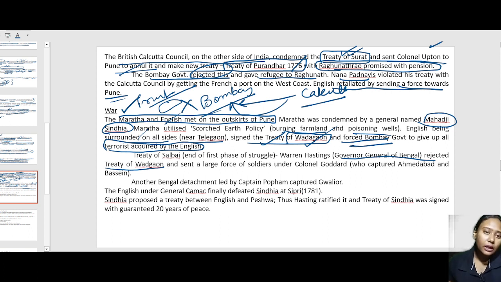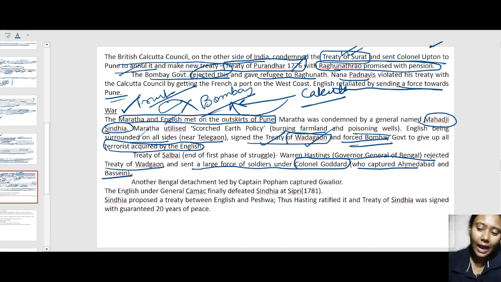Now this Treaty of Vadgaon was not acceptable to Warren Hastings, who was at that time the Governor General of Bengal, and he sent a large force of soldiers under Colonel Godard, who captured Ahmedabad and Bassein. So, not accepting the Treaty of Vadgaon, Warren Hastings sent a large force to Pune under Colonel Godard. Another Bengal detachment led by Captain Popham captured Gwalior.